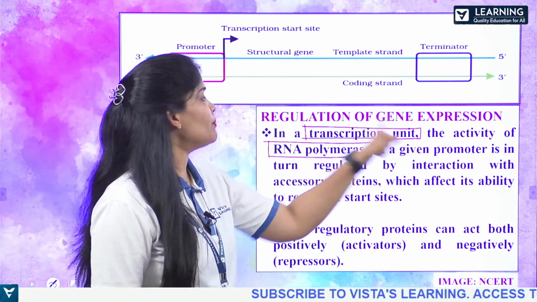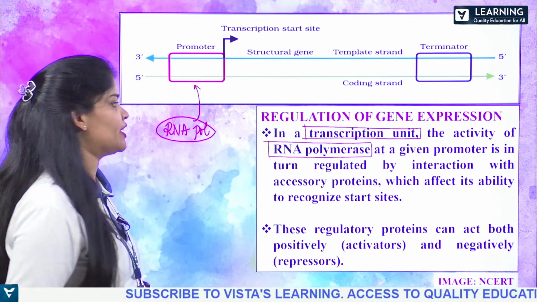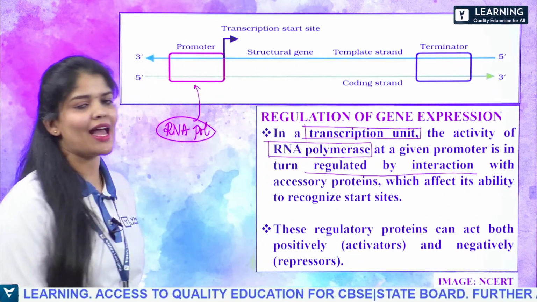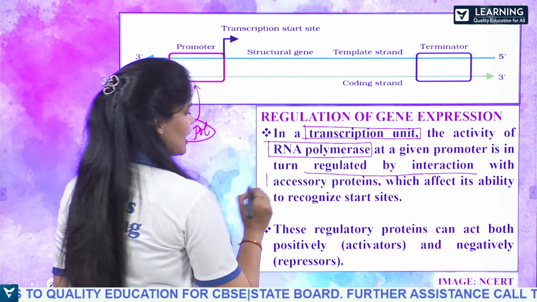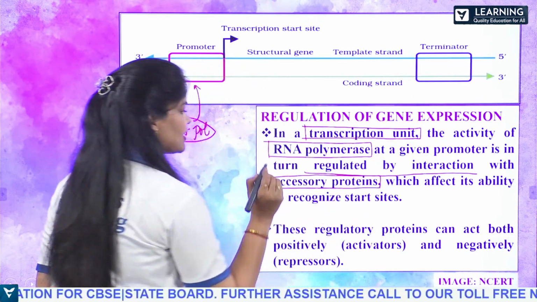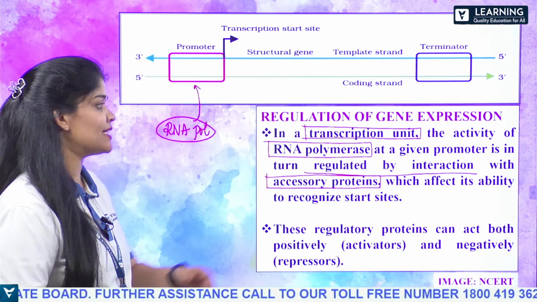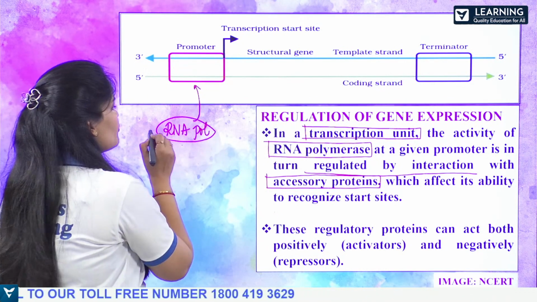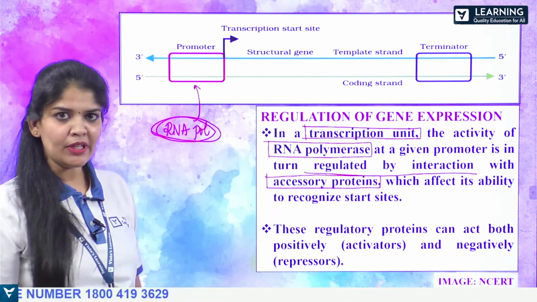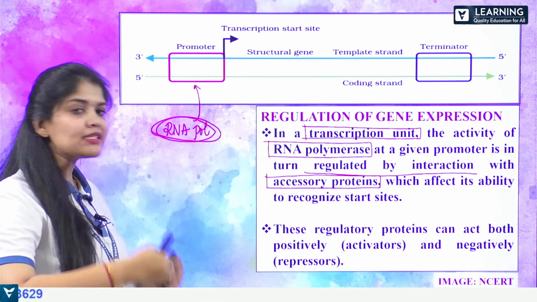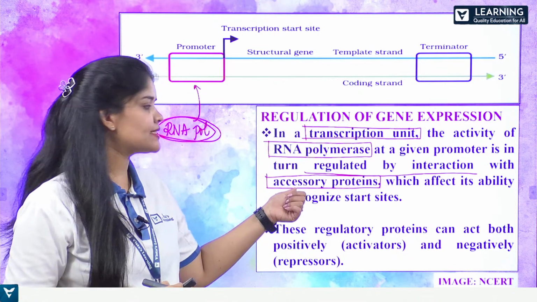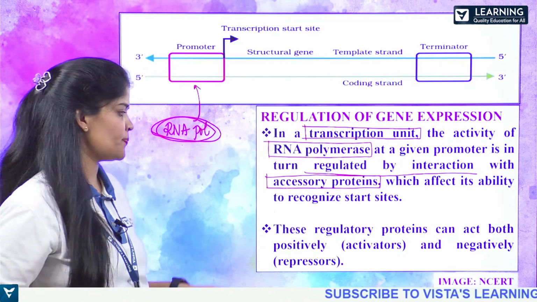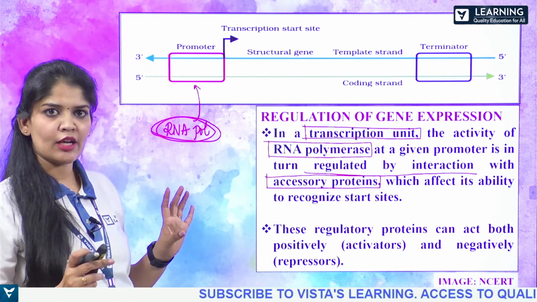Here, in a given promoter, this is the promoter region of the transcription unit. It is in turn regulated by interaction with accessory proteins. They are a set of regulatory accessory proteins which affect its ability to recognize the start site. This RNA polymerase's ability to recognize the promoter is under the control of the accessory proteins, that is, they are going to regulate. That is what we call regulatory proteins. These regulatory proteins are again of two types.